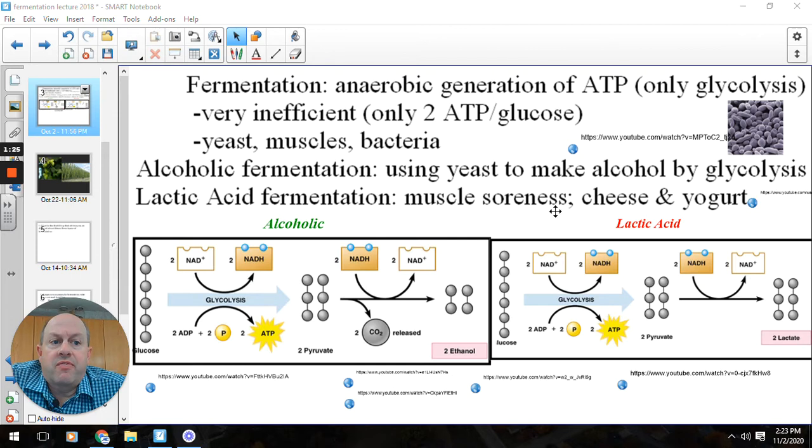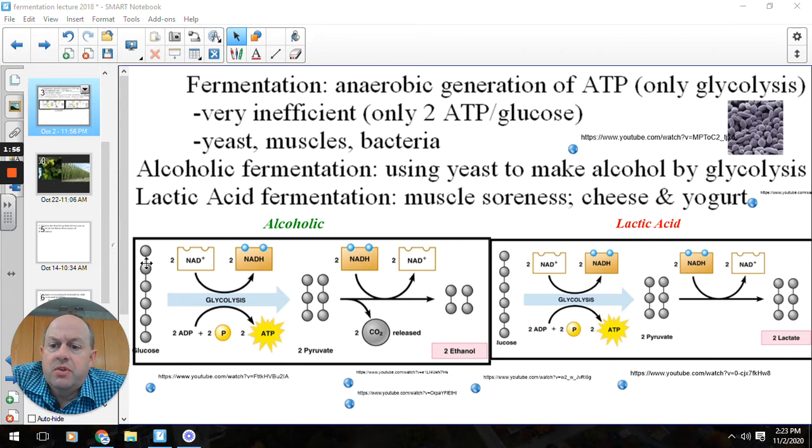So let's talk about fermentation. It's really only the glycolysis part, and it's pretty inefficient. And things that can do this would be like bacteria cells. Some bacteria can do that. Yeast is able to do anaerobic respiration. And even your cells, like your muscle cells, once they run out of oxygen due to vigorous exercise, will then continue on in lactic acid fermentation. So let's talk alcoholic fermentation first.